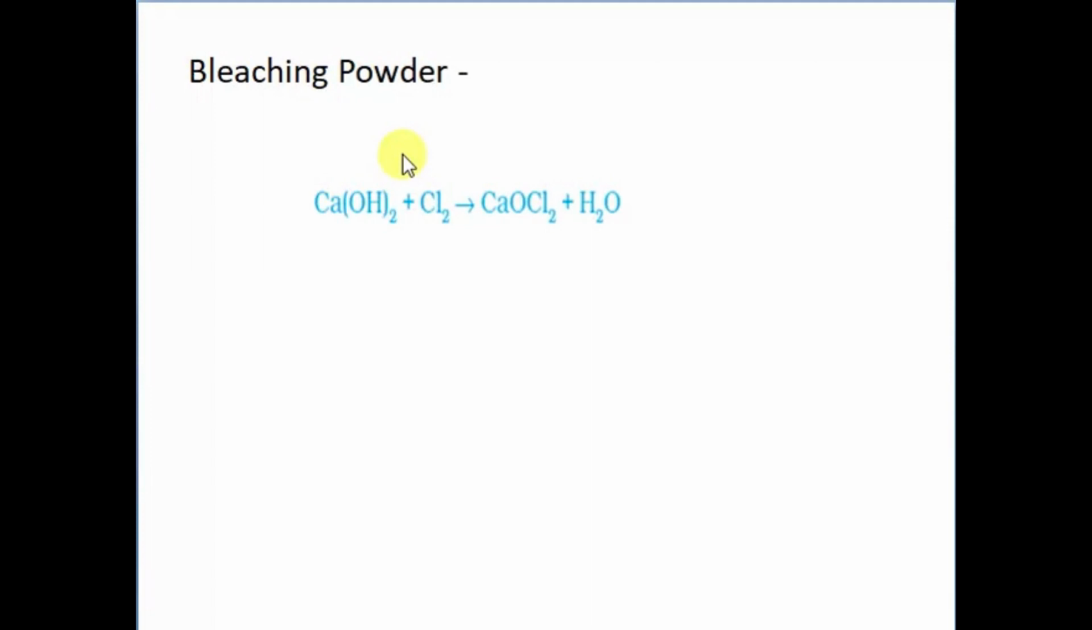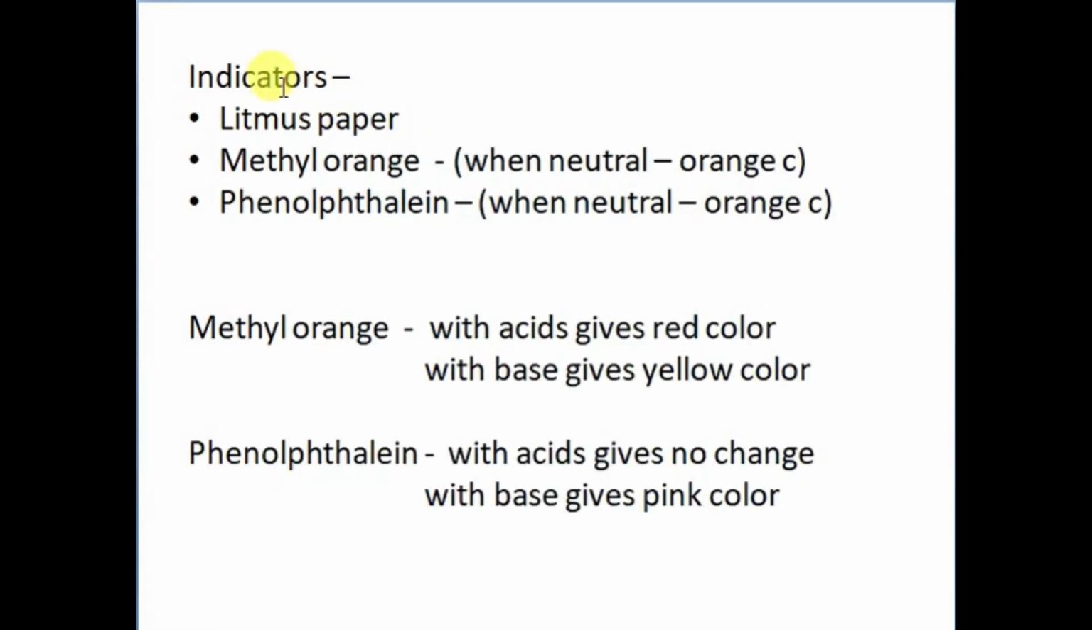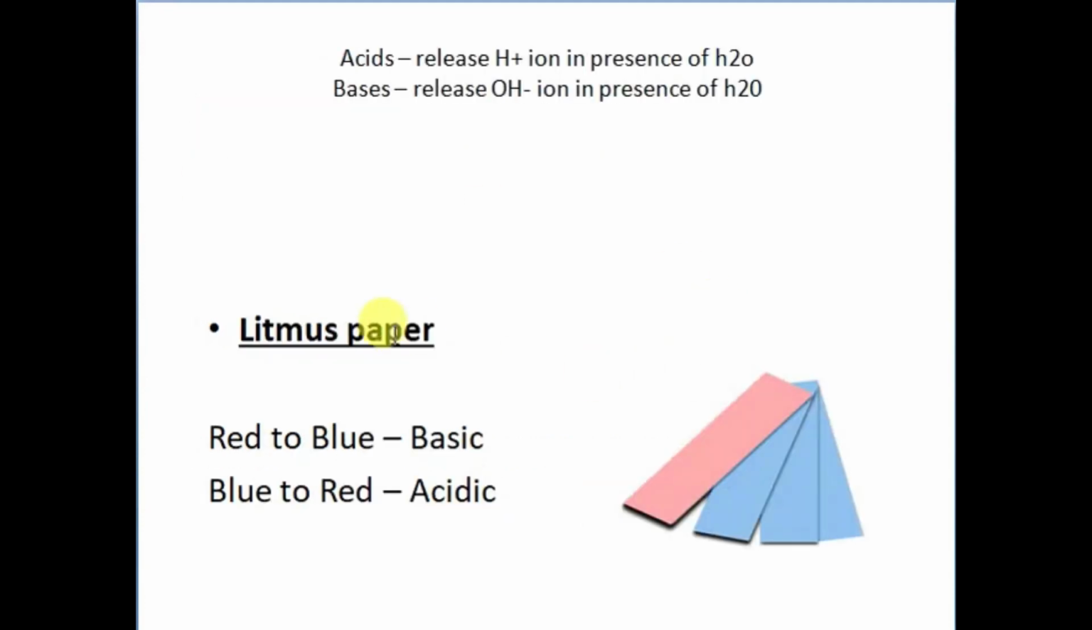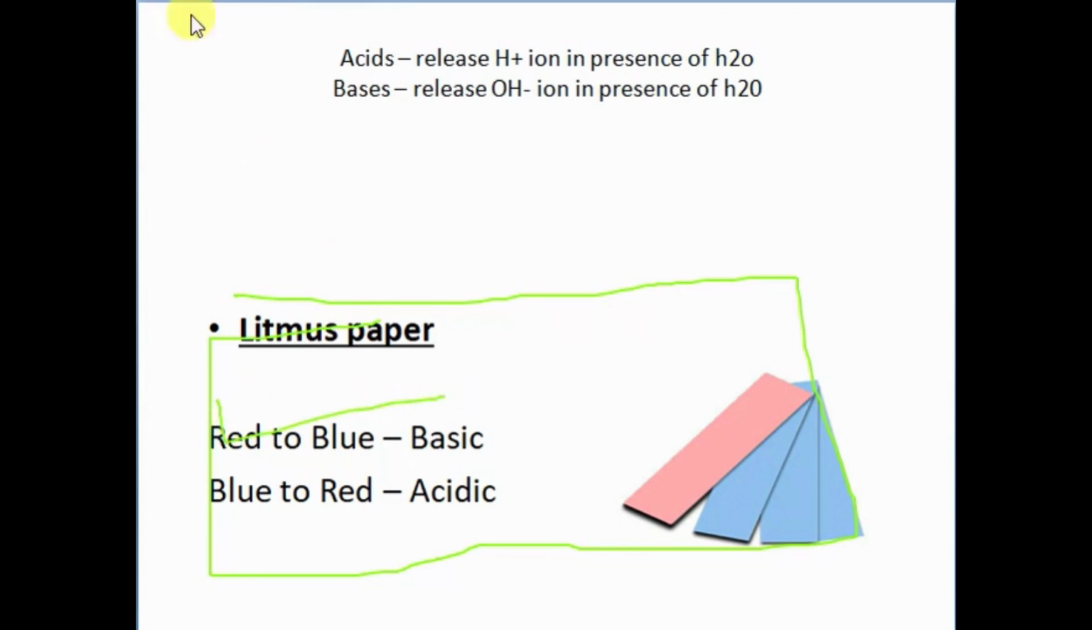Now one little topic that is left is about the indicators. In my last lesson, in my first class of acids, bases and salts, I told you about litmus paper. So litmus paper is an indicator. There I told you how you can use litmus paper to identify whether the bottles around you are acidic or basic in nature. I hope this was clear.